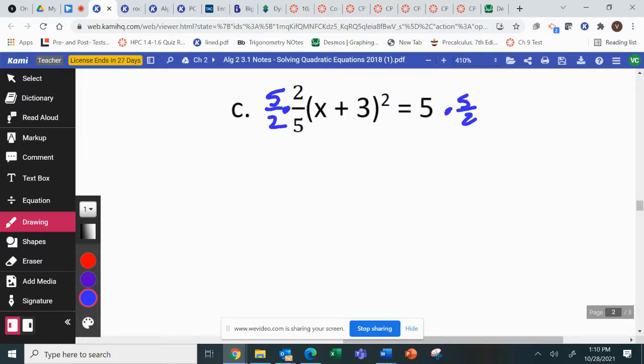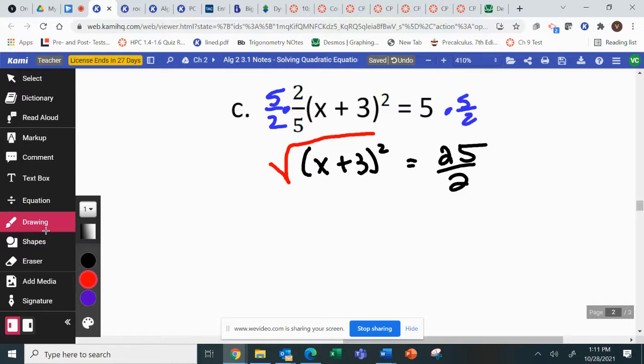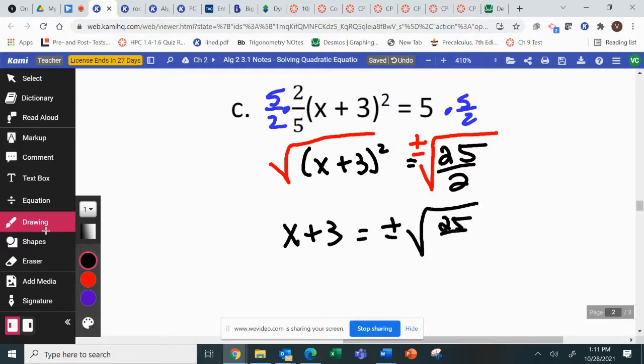Both sides. So on the left side, I get (x + 3) squared. On the right side, I get 25/2. What is the next thing that we do? We're going to square root. Now, when I do that square root step, there's something else. Plus, minus. Very good. So we'll get x + 3 equals plus or minus the square root of 25/2.